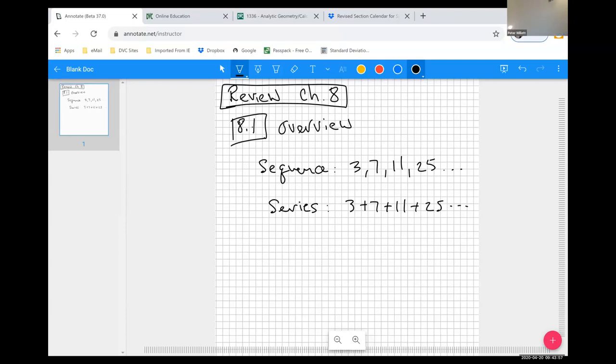So we want to keep in mind the difference between a sequence and a series, because as the notation gets thick and confusing, it's easy to lose track of which one of those things we were talking about along the way. So we had various notations for these things, and you have to think about them in advance.